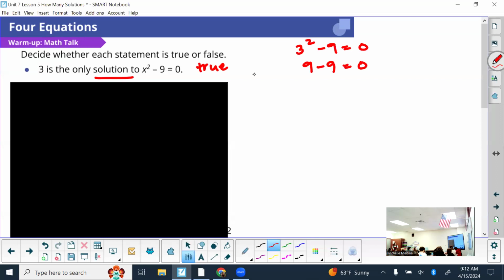Jack? Like 0 squared minus 9 equals 0? That one doesn't work. But can anyone think of another number that can make it work? Positive 9 makes it work. So 9 squared minus 9 equals 0. Anyone else? You all thought this was true?